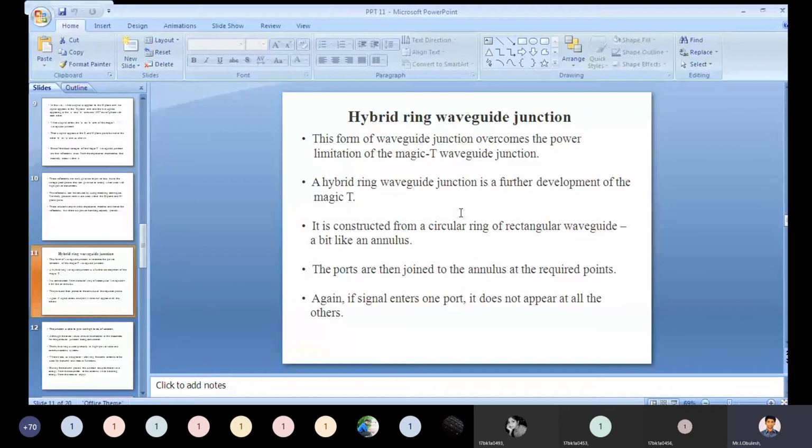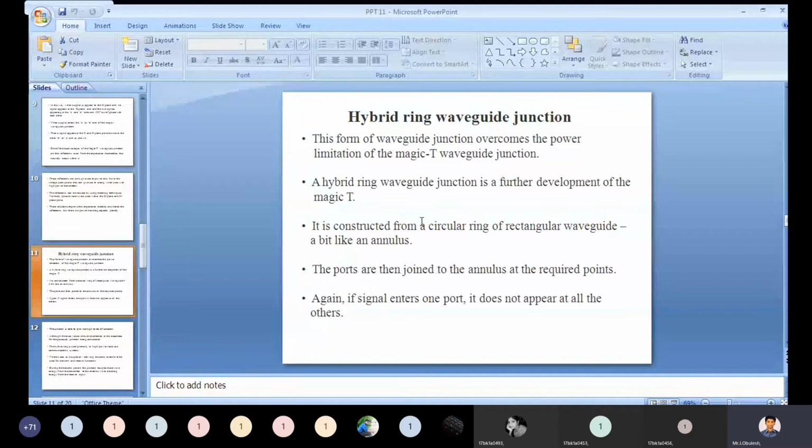It is constructed from a circular ring of rectangular waveguide, a bit like an annulus. The ports are then joined to the annulus at the required points. You would need to see the diagram for this, but it is under development, so we don't have a diagram for it. So first you need to remember, it is constructed from a circular ring of rectangular waveguide, a bit like an annulus, with the ports joined to the annulus at the required points.